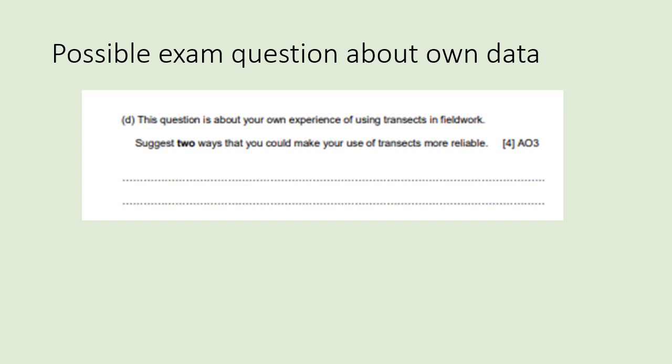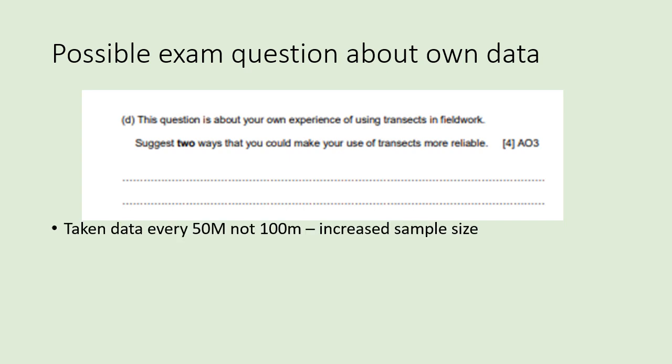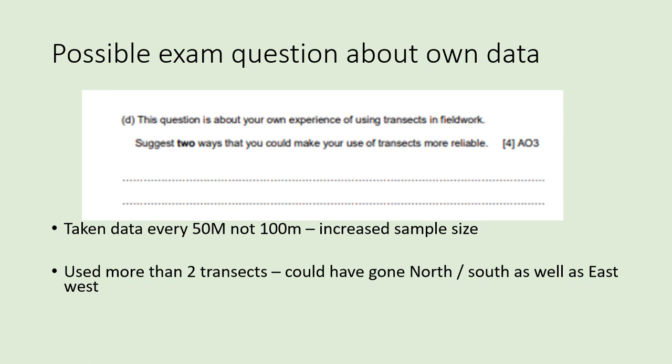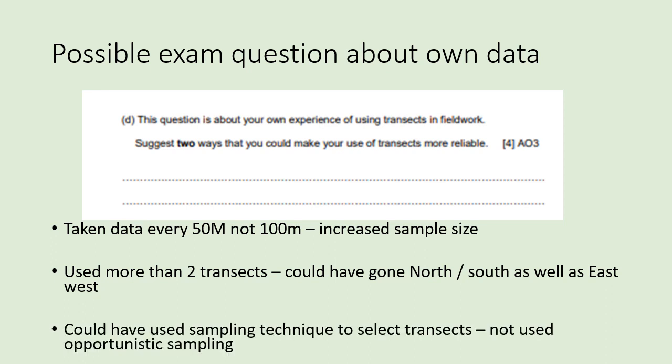Okay, so this is what I came up with. You can increase the sample size. When we were measuring the coastal risk, we did it every 100 metres. We could do it every 50 metres. Increasing the sample size means I've got a more representative sample. It's more likely to be reliable. I could have used more than 2 transects. I could actually have had 3 transects. I could have gone north-south as well as east-west. So again, increasing the sample size. And then if there's any oddity on one transect, like an outlier, it'll be picked up because none of the others will be the same.